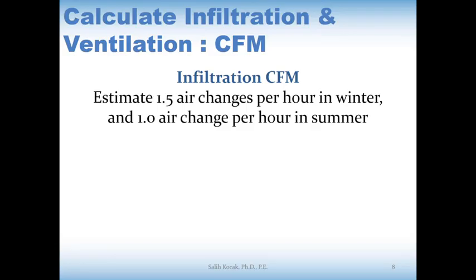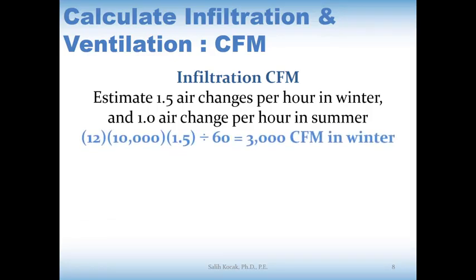Since this is the case, what was our equation? Volume times air change per hour divided by 60. So the answer is going to be in CFM. So what's the volume here? Volume is the area of the building in square feet times the height. The area includes two dimensions, length and width, and when we multiply it by the height, we get the volume. So 12 times 10,000 is our volume, and times 1.5. This is the assumption for the air change per hour.